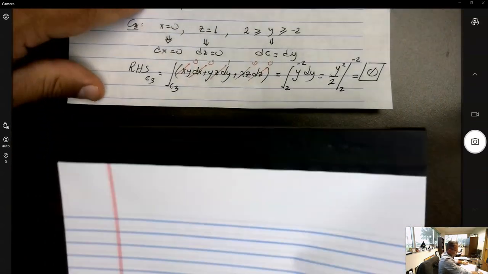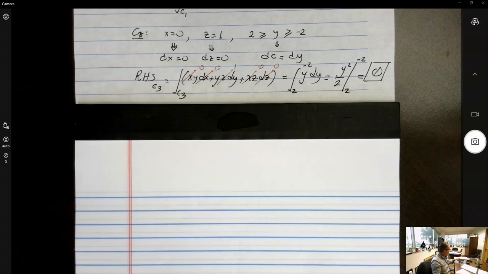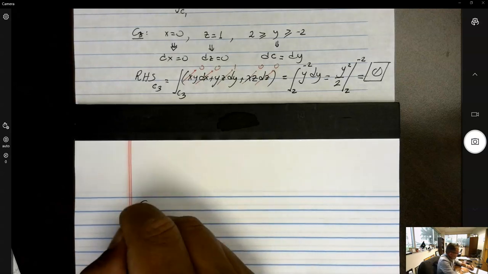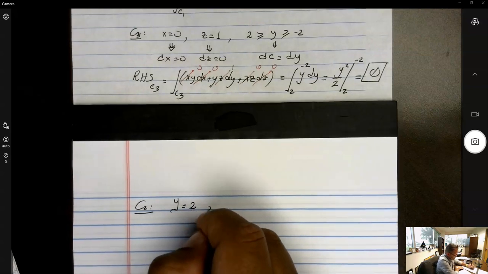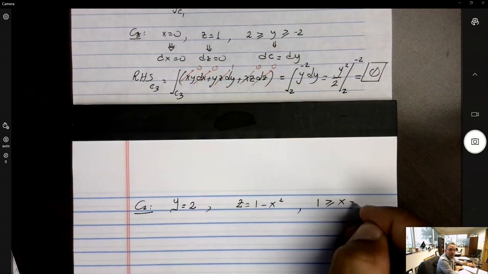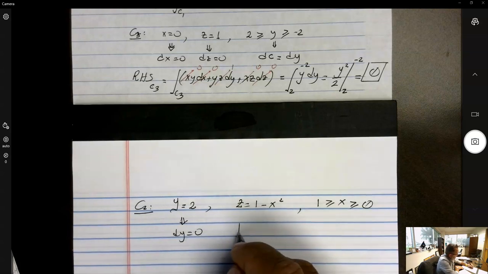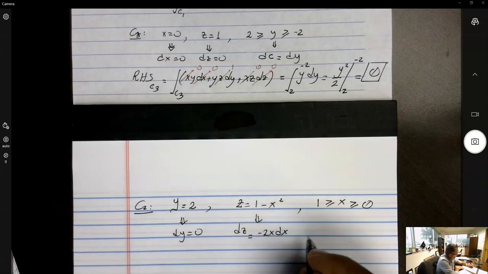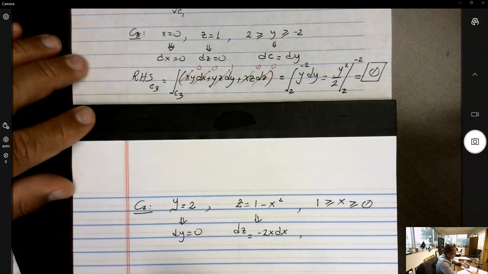Let's continue now with C2. And hopefully we'll find some contribution, because we know that this has to equate the left-hand side, and the left-hand side gave us a number different than 0. So on C2 we have y equal 2, we have z equals 1 minus x squared, and we have x going from 1 to 0. So that means that dy is equal to 0. That means that dz, we can differentiate with respect to x, and this will be minus 2x dx. And then this is just dx. It goes from 1 to 0.